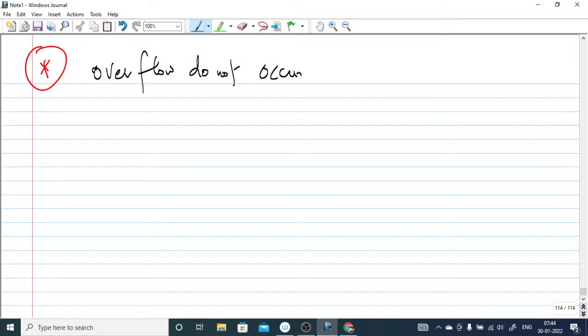So method 1 and method 2 both are clear, right? Overflow does not occur when one positive and one negative number are added. This is also a very important concept, so you can write here: overflow does not occur when one positive and one negative number are added.